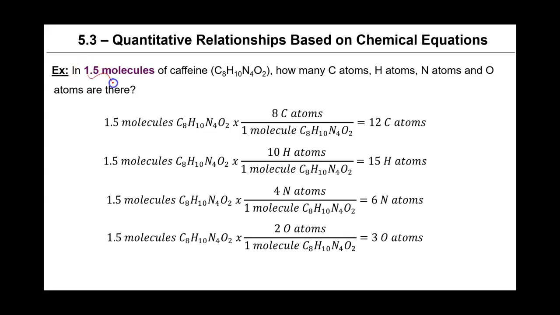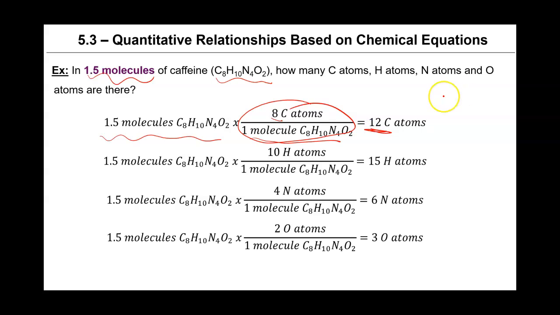Imagine I have 1.5 molecules of caffeine, and caffeine has a pretty horrendous formula. It contains 8 carbon atoms, 10 hydrogen atoms, 4 nitrogen atoms, and 2 oxygen atoms for every 1 molecule of caffeine. So if I have 1.5 molecules of caffeine, according to my formula, there are 8 carbon atoms for each 1 molecule. And so multiplying by that conversion factor here, that tells me that I would have 12 carbon atoms.